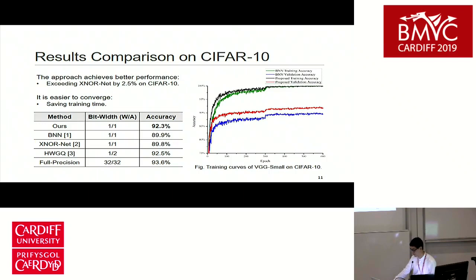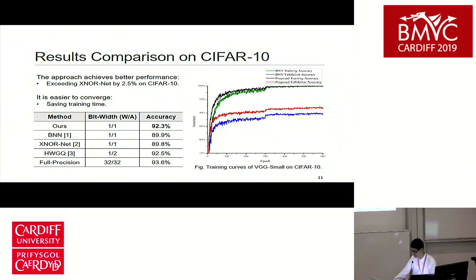So we evaluate the binary CNN performance on the image classification tasks. First is on the CIFAR-10 dataset. We use the VGG-Small network, the same as other works, for comparison. We can see the proposed approach achieves better performance, exceeding XNOR-Net by 2.5%. And it is very close to the HWGQ, reference 3, which uses 2 bits for activation quantization.